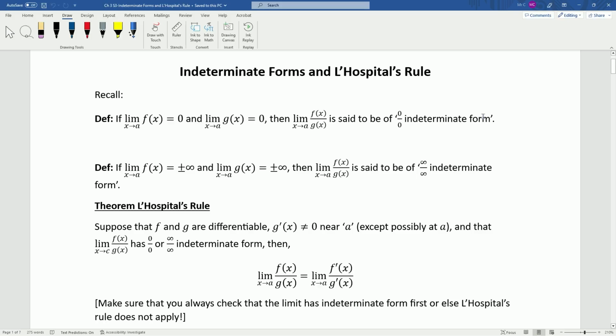Okay, and now we're going to introduce another form of indeterminate form. If the limit as x approaches a of f of x is plus or minus infinity, and the limit as x approaches a of g of x is plus or minus infinity, then the limit as x approaches a of the quotient f of x divided by g of x is said to be of infinity divided by infinity indeterminate form.